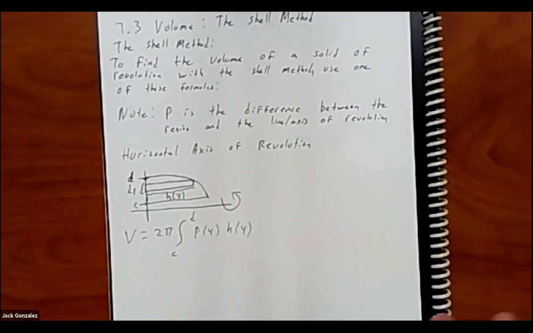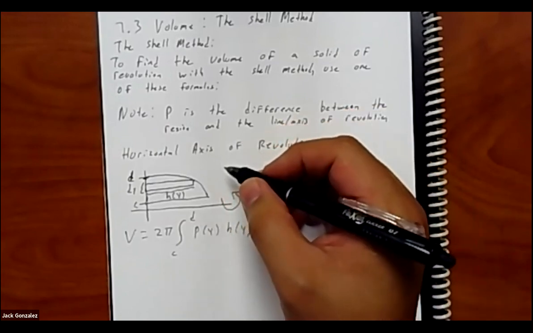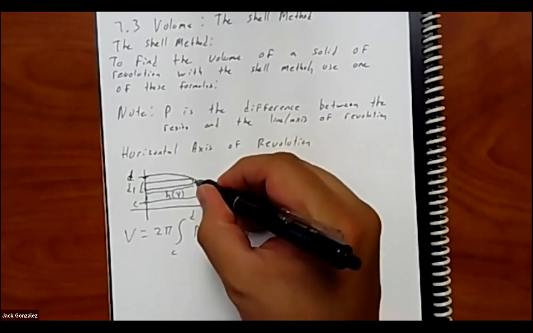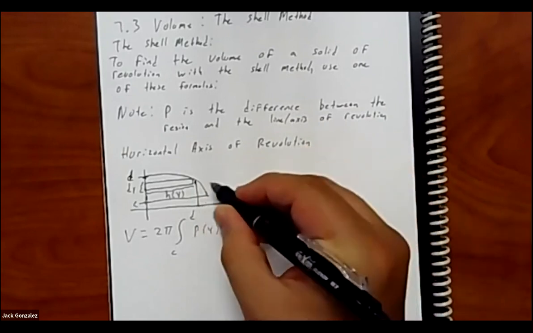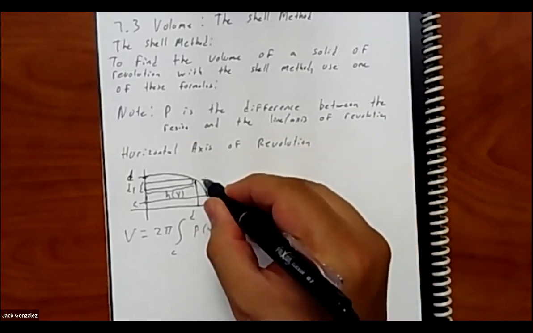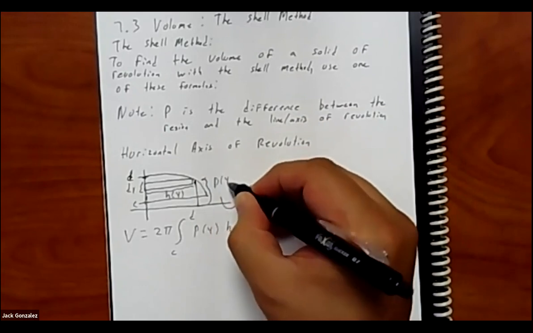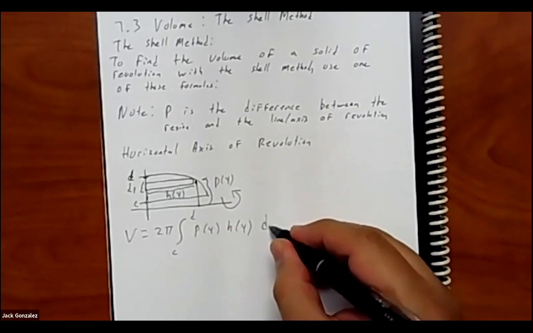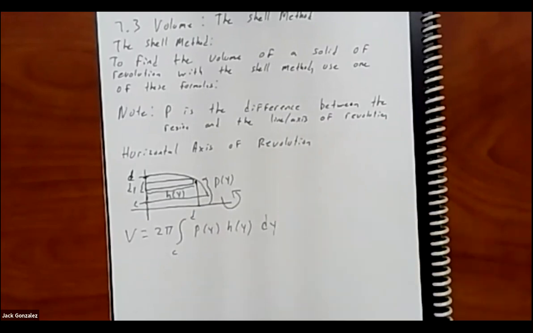Rho is the distance, right? We said between the region and the axis of revolution. Region, the axis. So from here to here, this distance here is rho. So anywhere on the region until the axis is rho of y. The height of the rectangle is h dy. That makes sense?